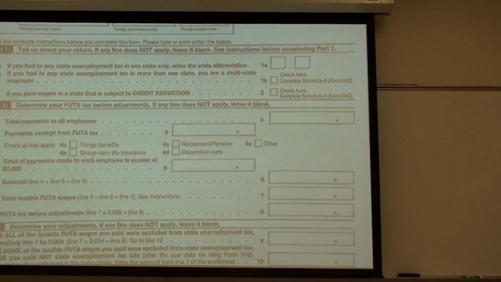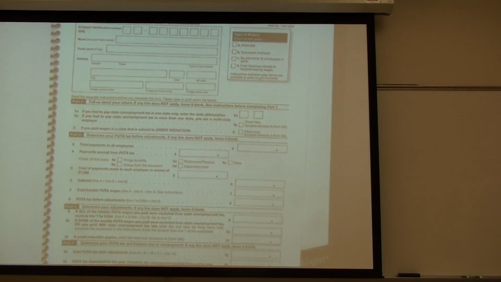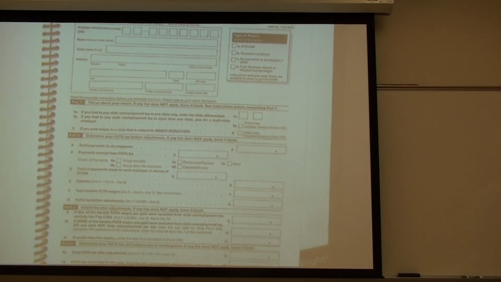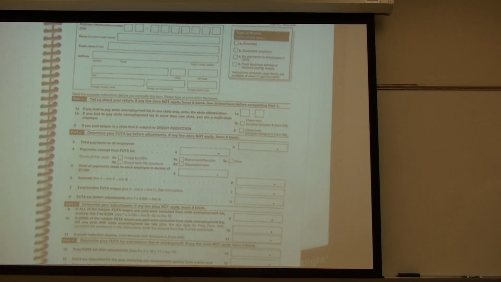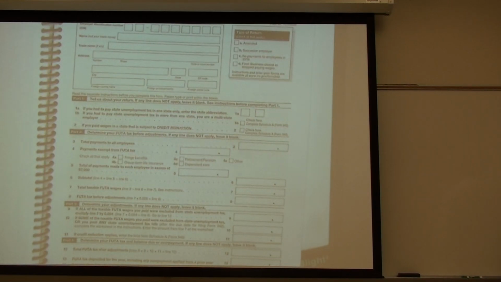And this is very similar. This is where you're going to add up the total amount of wages that you paid, total amount of employment, and then you're going to determine your FUTA, which is federal unemployment tax. And you'll have to pay federal unemployment tax. So this is an annual return that combines all of the quarterly amounts. All right.